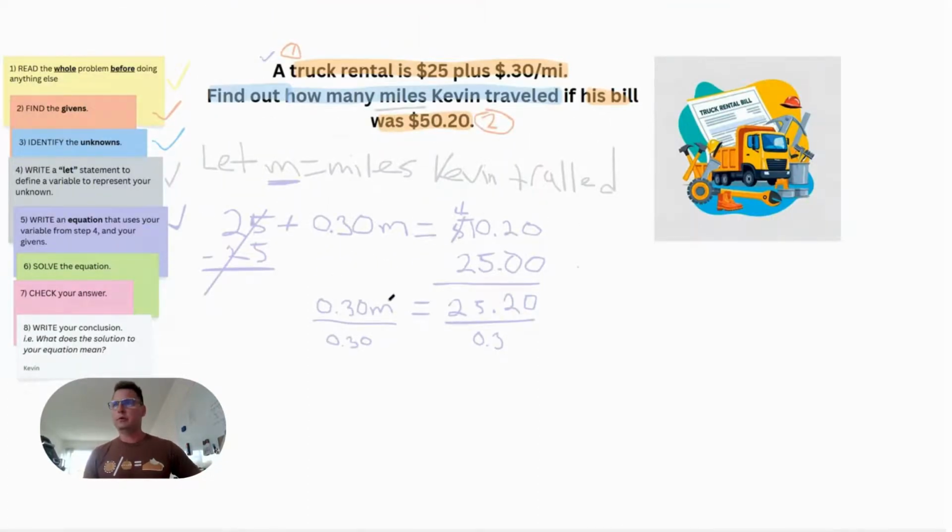So multiplication and division cancel out, become 1. 0.3 divided by 0.3 is just 1, in other words. So 1m is the same thing as m. And I think this is 84.